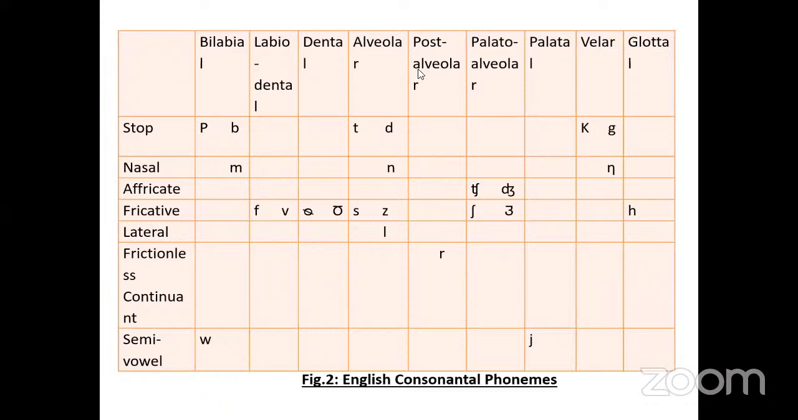Next, the consonantal phonemes of English. Here we can see there are 6 stops in English, according to this table, 3 nasals, and 2 affricates. These are the fricatives, where most of the Kokborok phonemes are absent. There is one lateral, one continuant, and 2 semivowels, which is similar to Kokborok. Next.